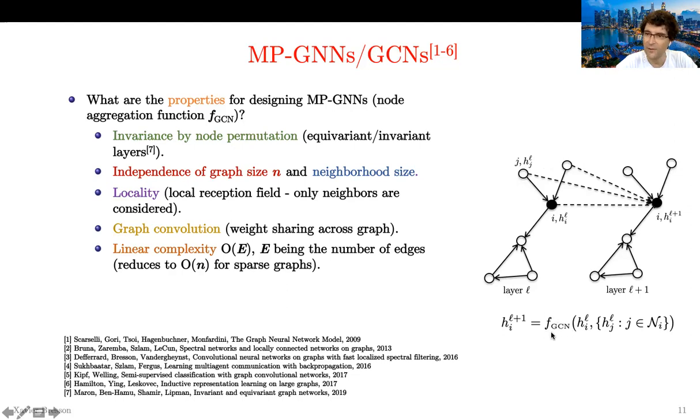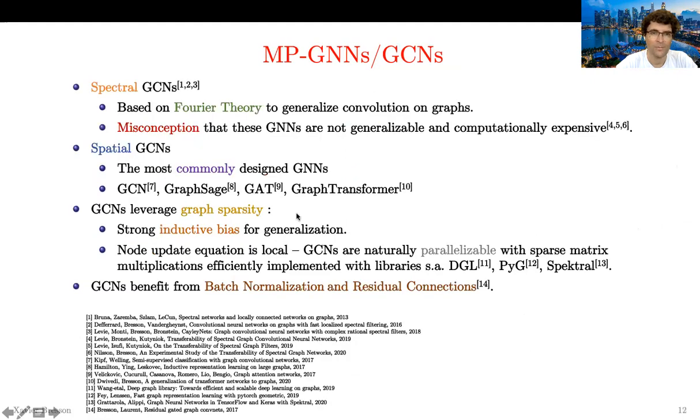The flexibility that you have is that the number of possible functions f is the number of papers published in the literature. So here are some message passing GNNs. For example, spectral GCN that we developed earlier, which are based on Fourier theory to generalize convolution on graphs. And for these GNNs, there is actually a misconception that they are not generalizable and computationally expensive, which is not true theoretically and numerically. Then we have spatial GCN, which are, as I said before, the most commonly designed GNNs.